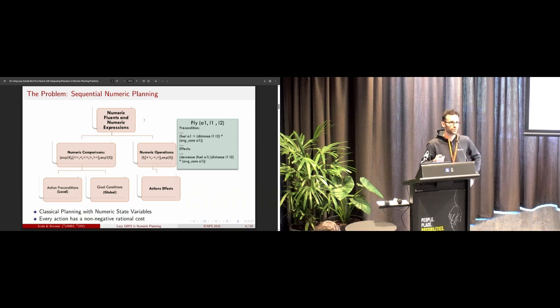So, for instance, you can model the flight of a plane by defining an action that has as a precondition a constraint on how the fuel level has to be before executing the action. So, in this case, you may want that, for instance, the fuel level is greater than the distance, and for the effects you essentially specify how the fuel changes after executing the action. So in this case, the fuel decreases.